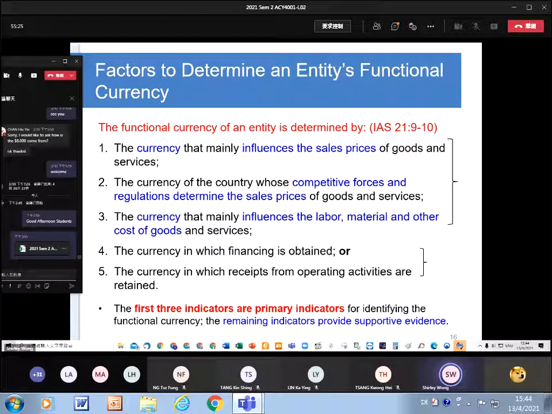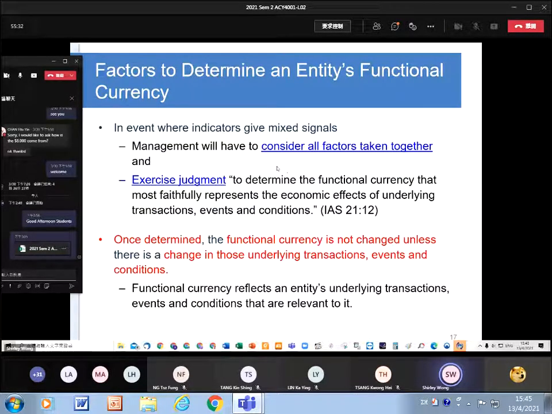Okay, any questions regarding how to choose this functional currency? So here it tells you that when we think about functional currency, you need to consider all the factors into consideration. You need to exercise the judgment very carefully. Why? Because once you determine the functional currency, it is usually not allowed to change the functional currency unless you have strong and reasonable evidence behind that can support you. Otherwise, we will not choose the functional currency very easily.